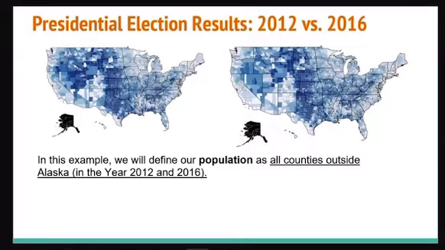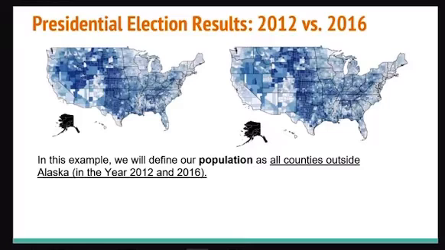In this example, we want to define our population now. When we have a population, it means all counties outside Alaska. That is what we mean by population now. Alaska is not included in this study. I'm just saying in this study.